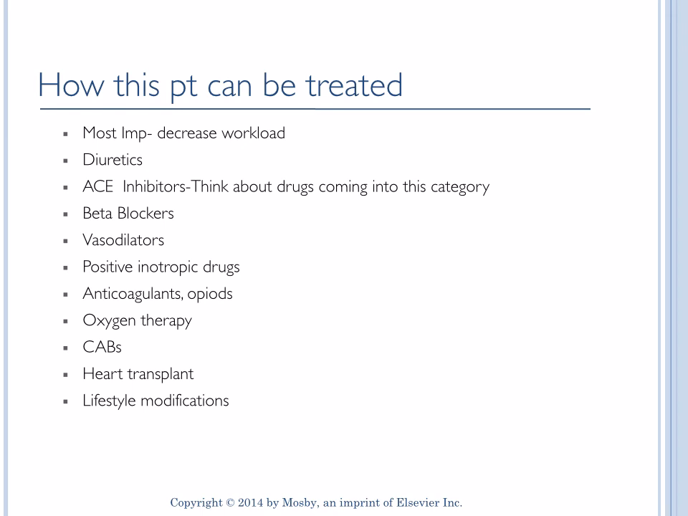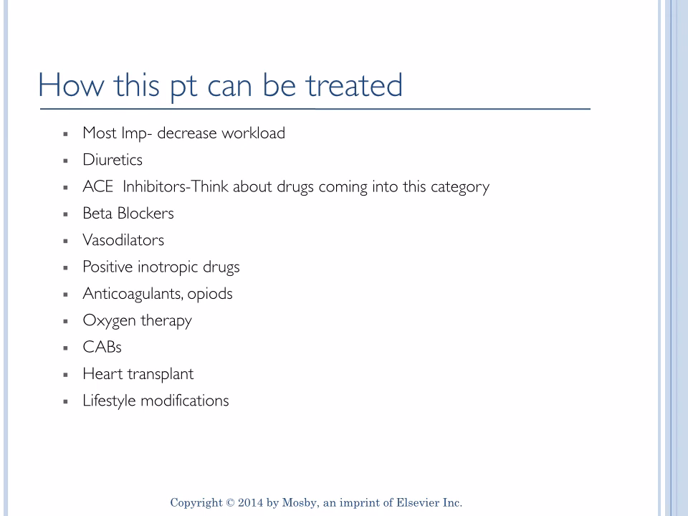We can give beta blockers, which will slow the heart rate and prevent remodeling of the tissue. Vasodilators cause blood vessels to dilate. And then there can be some positive inotropic drugs, which make the heart muscle contract more forcefully. Then you have anticoagulants. I don't need to say why anticoagulants are used. And then you have opioids.